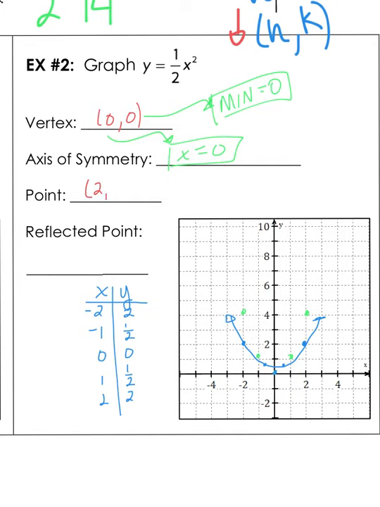So if my point is (2, 2), its reflected point is directly across the axis of symmetry, and the axis of symmetry is right through here. So since this is 2 units away from the axis of symmetry, 2 units on the other side is this point, which is (-2, 2).